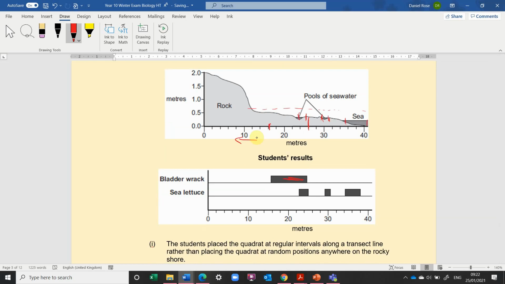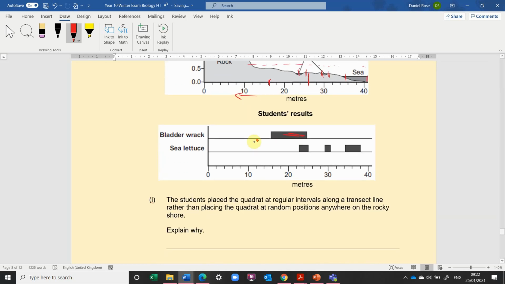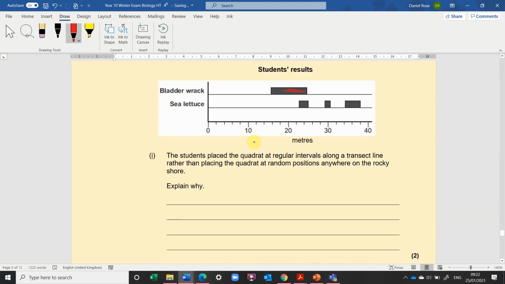Notice it seems to coincide only where there's water. Right, again, got my headwind results, so I'm ready to move on to the question. The students placed the quadrat at regular intervals along a transect line rather than placing the quadrat at random positions anywhere on the rocky shore.